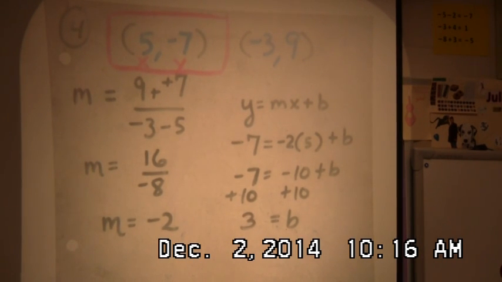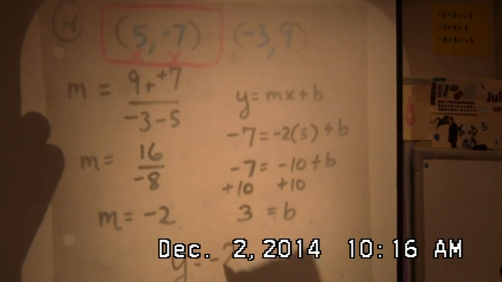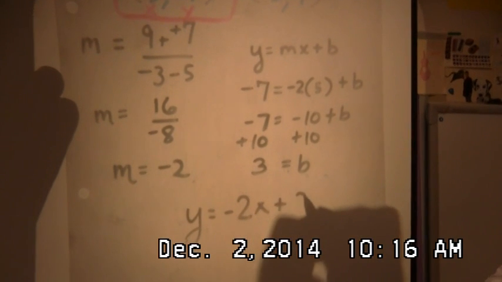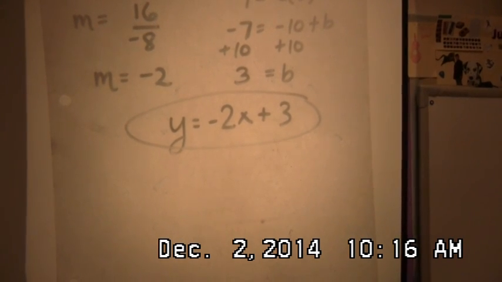Now, we have our slope and we have our y-intercept, but I need a final answer. Excellent. Y equals negative 2x plus 3. Beautiful. All right, number 5. We're going to write the equation of a line. Wait a second. Number 5 is different.